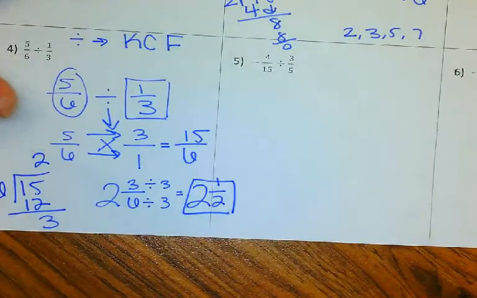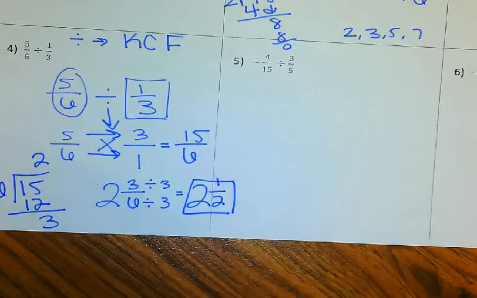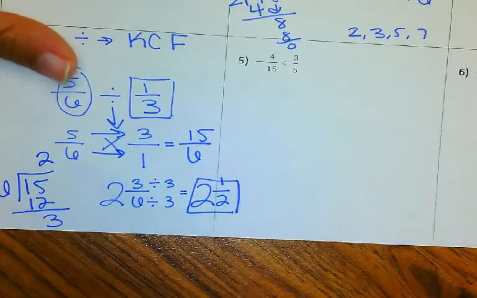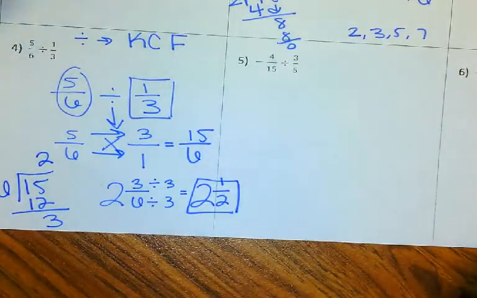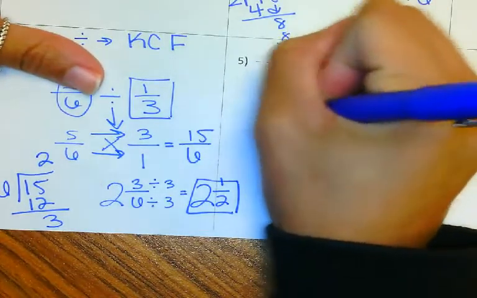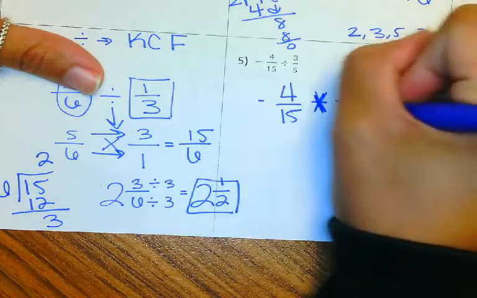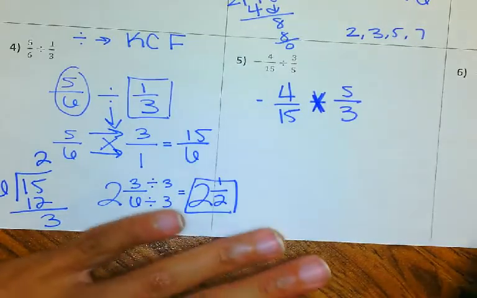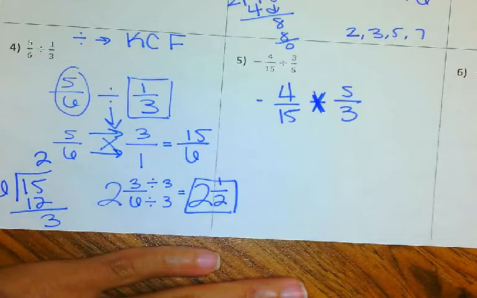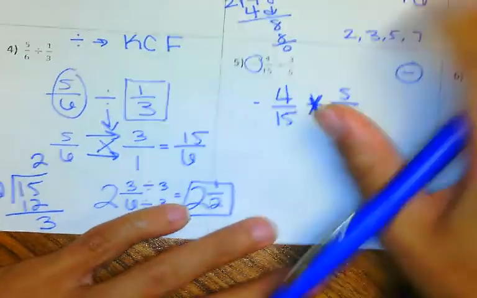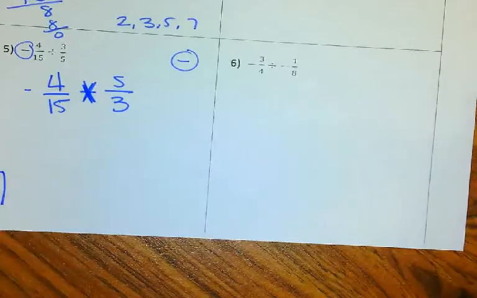Okay, next one. Hopefully you guys can figure this one out. Remember, keep, change, flip. So hopefully you did it. If you didn't, pause the video and do it by yourself. Alright, so hopefully when you kept, changed, and flipped it, you got this. So now, multiply across. And remember to simplify. Okay, simplify. And then your answer is going to be negative, because a negative and a positive make a negative. This one I think y'all can figure out.